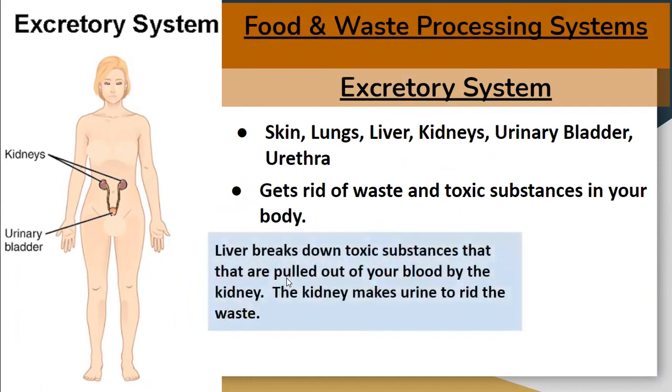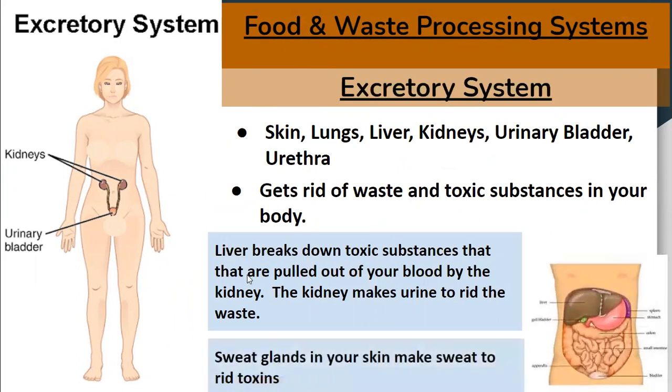The liver breaks down the toxic substances that are pulled out of your body by the kidney. The kidney makes the urine, and then the urine gets taken out of your body when you go to the bathroom. So sweat glands in your skin make you sweat. That's a way to rid toxins. Some people go in saunas because it helps to rid toxins, because they get real sweaty.